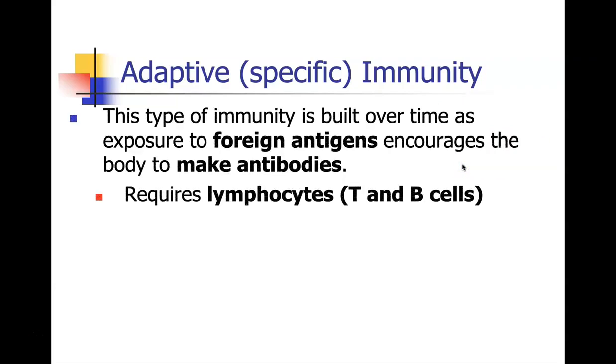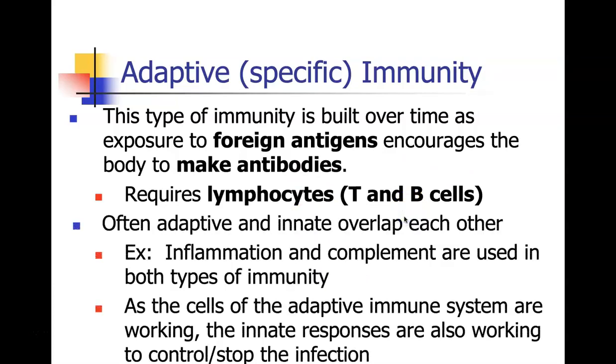If you're ready, we can talk about adaptive or specific immunity. So all of that before was a generalized response to something infectious. Now we're going to talk about specific immunity. This type of immunity is built over time as exposure to foreign antigens encourages the body to make antibodies. And this requires the lymphocytes, the T cells and B cells.